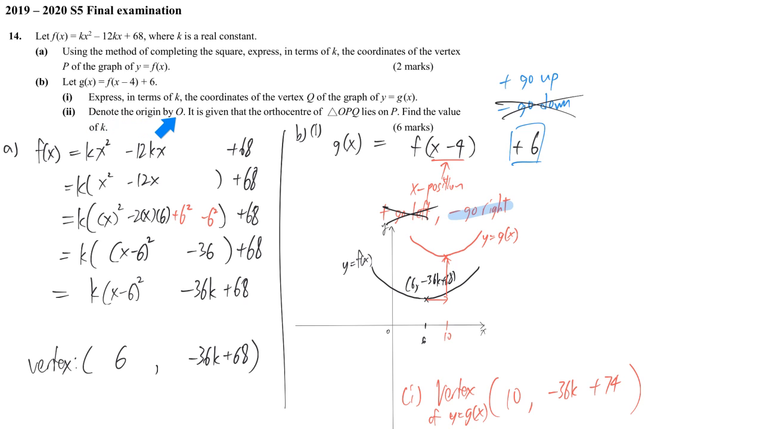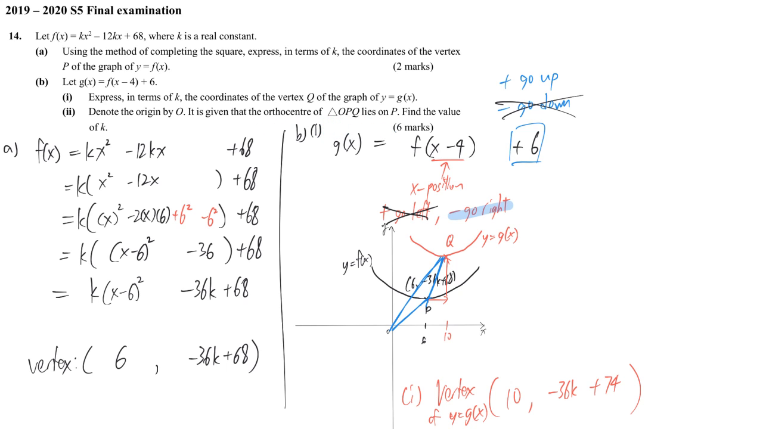Finally, they say that the origin is called O, and also there is an orthocentre of triangle OPQ. So P is the vertex of the original function, while Q is the new vertex of y equal to gx. We are concerned about the triangle OPQ, this triangle. And then they say that the orthocentre of OPQ lies on P.